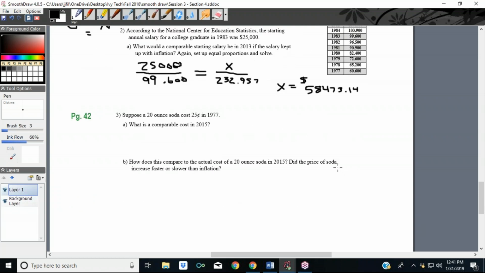Okay, let's look at this last one and then we'll move to section 5 because it's already 20 till. So let's see, suppose a 20-ounce soda costs 25 cents in 1977. What's it comparable to in 2015? So 25 cents, 1977. The CPI was 60.6. We're trying to find the cost of the soda in 2015 dollars. The CPI for 2015.